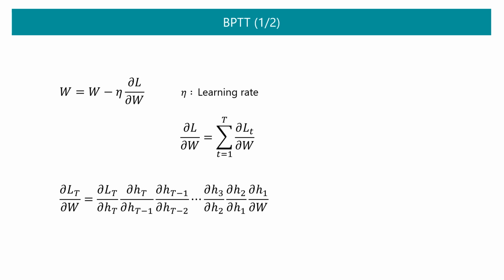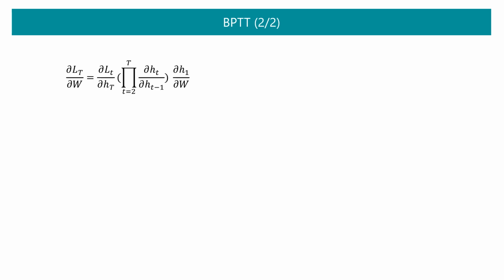We can express the loss at a particular time point in this way. We can rewrite this expression in this way. The pi represents a product of sequences. So here, it means that all fractions expressed in this way will be multiplied. The time of the denominator is t minus 1, so t starts from 2. Let's continue with the weight gradient.